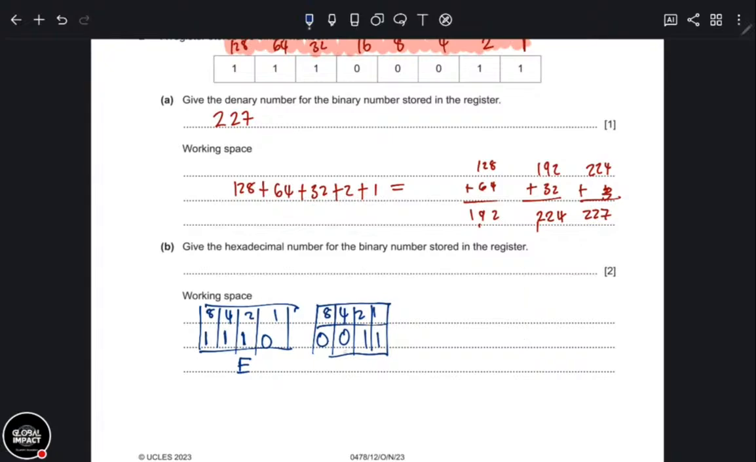Then here we say 8 plus 4, there's a 0 on 8, there's a 0 on 4, so we don't care. Then 2 and 1, so this is 3. So that means your solution here is E3. Your solution here is E3. And you move on to the next.